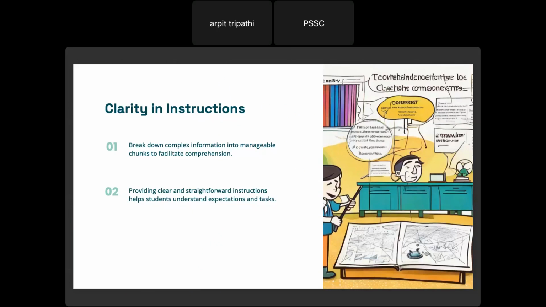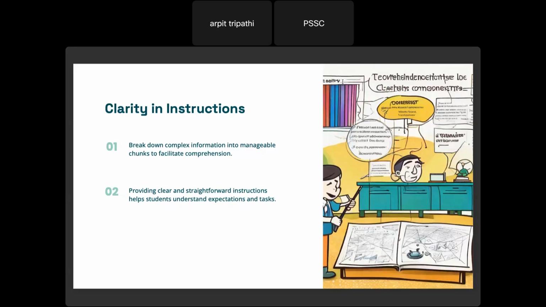So, you as an educator, if you think how to break this, it's very simple. Breaking down complex information into manageable chunks is something which can develop comprehension in students. So, number one is chunking. Chunking is to divide the information into smaller, more digestible chunks or sections. Each chunk should focus on a specific concept or idea, making it easier for students to process and understand.